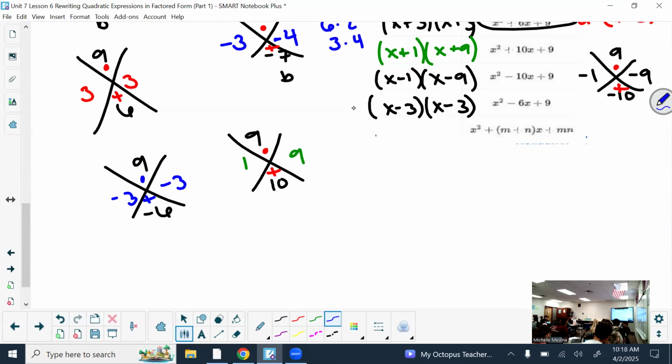All right, that is correct. You can also write that one condensed as well, because it's the same exact parentheses. You could just write it as (x minus 3) squared.